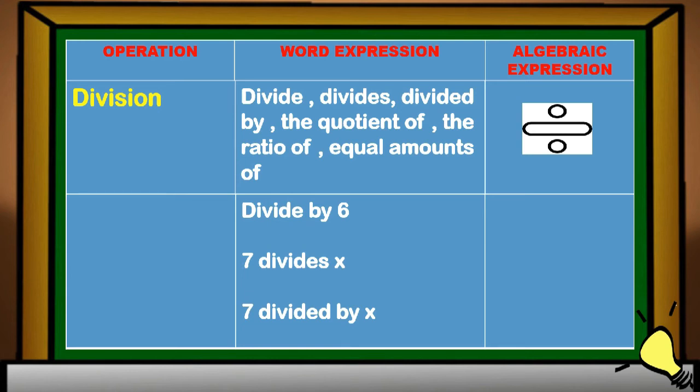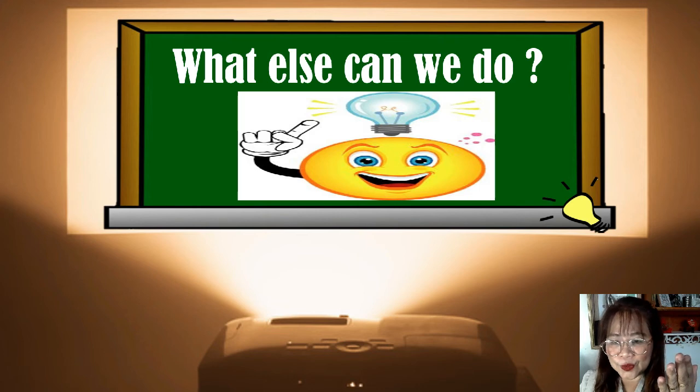Let us have some example. Divide x by 6, that is x over 6 or x divided by 6. 7 divides x, that is x over 7 or x divided by 7. And the last one, 7 divided by x, that is 7 over x or 7 divided by x. What else can you do? Do you like to try some more?